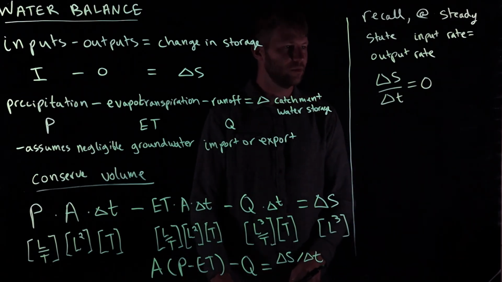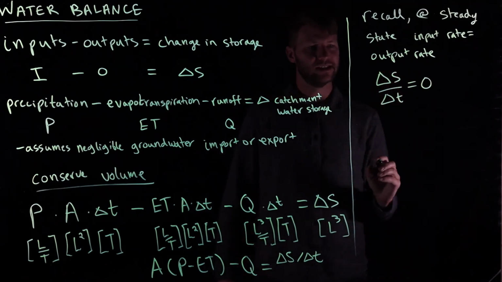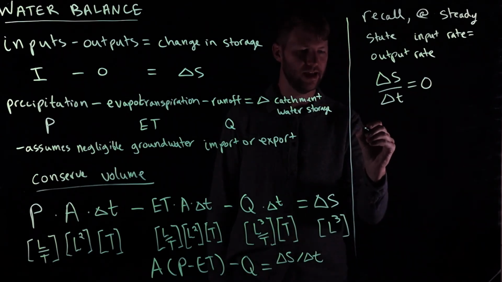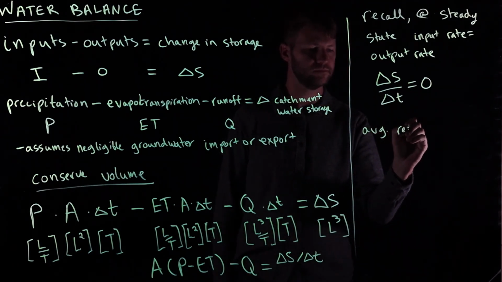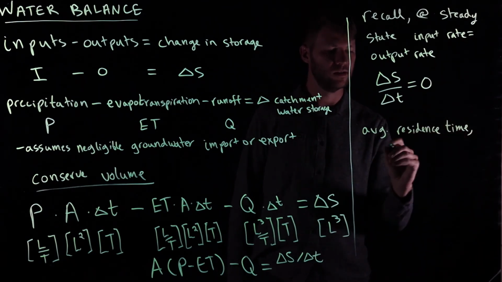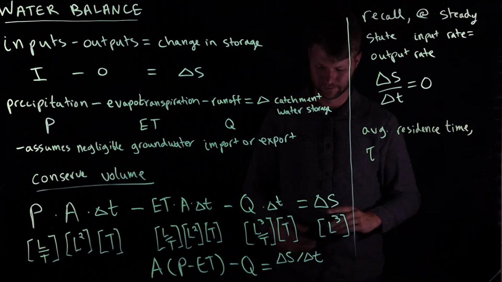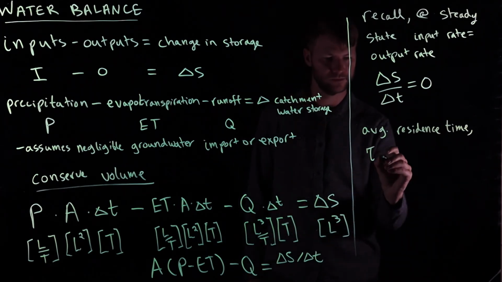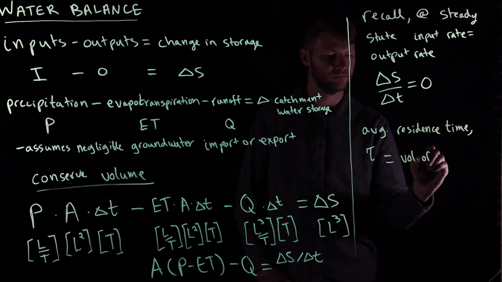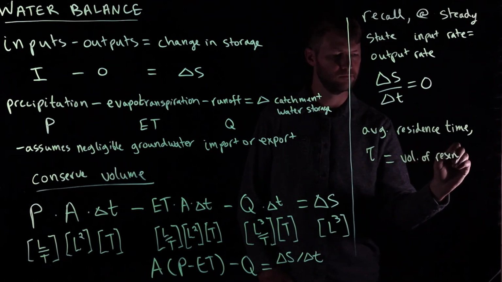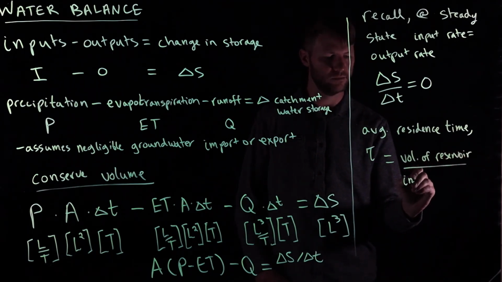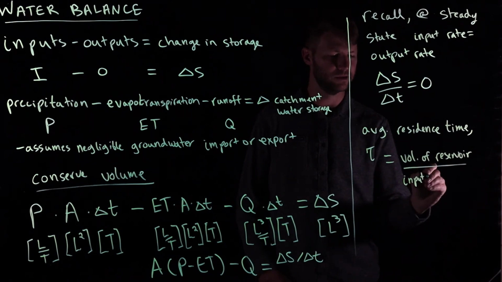When we're at steady state, we can calculate the average residence time of water in the catchment. So the average residence time, I'll denote this with a tau, is equal to the volume of the reservoir divided by the input, or because it's equal, the output rate.